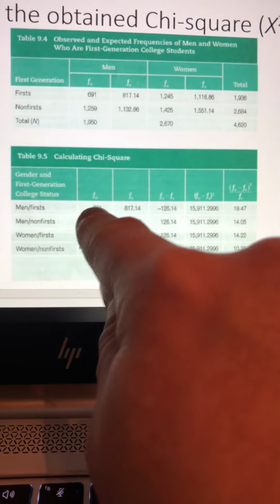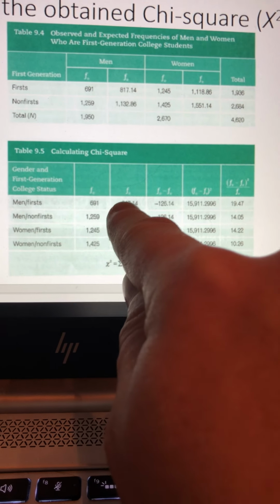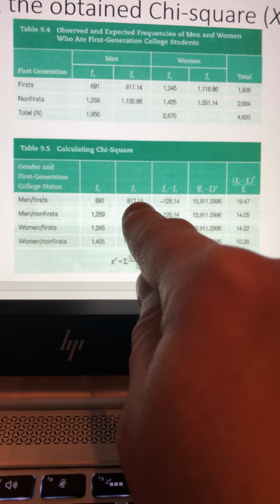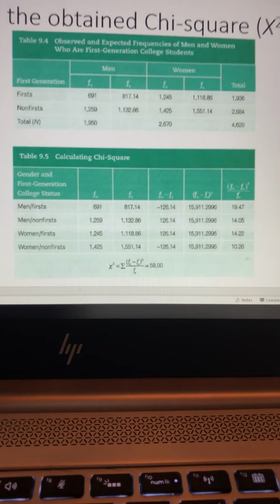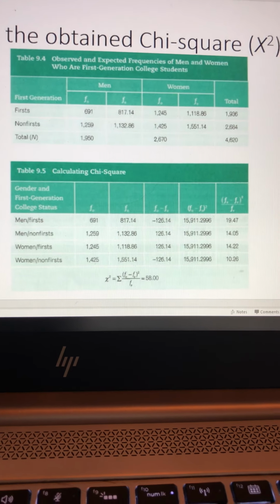If we observe this many men, but we expect this many, where did this expected come from? They come from what we observed with the non-first, because that's the only other place they could be. So in a 2x2 table, these numbers will be identical.